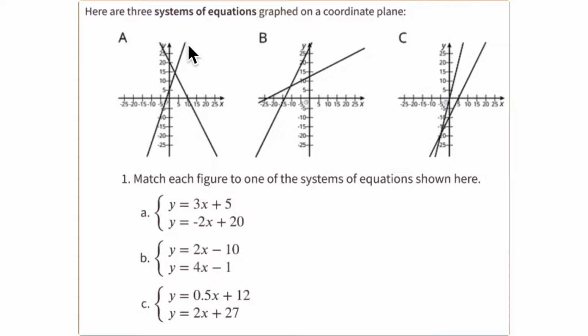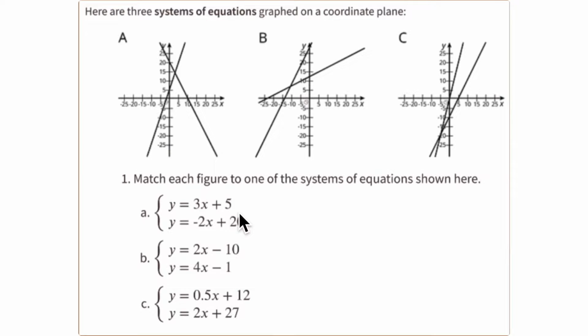This is a positive slope, and this is a negative slope. A positive slope, a positive slope, a positive slope, and a positive slope. And down here for the equations, only one set has a positive slope and a negative slope, and that's A. So this A right here has to match this A up here because the other two have a positive slope and a positive slope. So this one matches A.